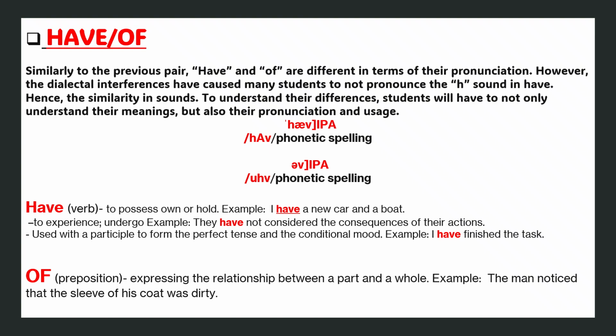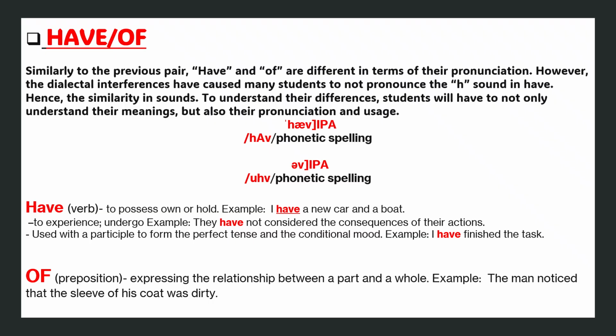Now let's look at the IPA for have, right? Phonetic spelling, it is H-A, and you look at that A, and there is a V at the end. Then we have off, and in the IPA, you have that UHV sound. So the phonetic spelling, you would have seen there is a difference, a huge difference, okay?